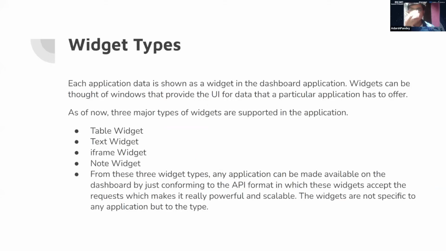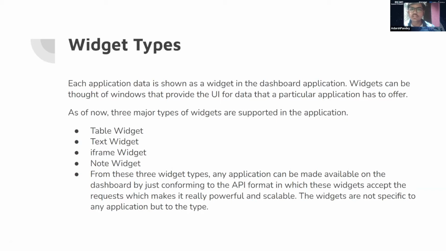So we were able to abstract out some of the widget types using which a lot of applications could be rendered as widgets on the dashboard. As of now, there are three major types: a table type, a text widget, and an iframe widget. And additionally, we have a note widget that you saw earlier in one of the slides, which can be used to jot down some points. Now, from these three widget types, any application can be made available to the dashboard by just conforming to the API format in which these widgets accept the request.